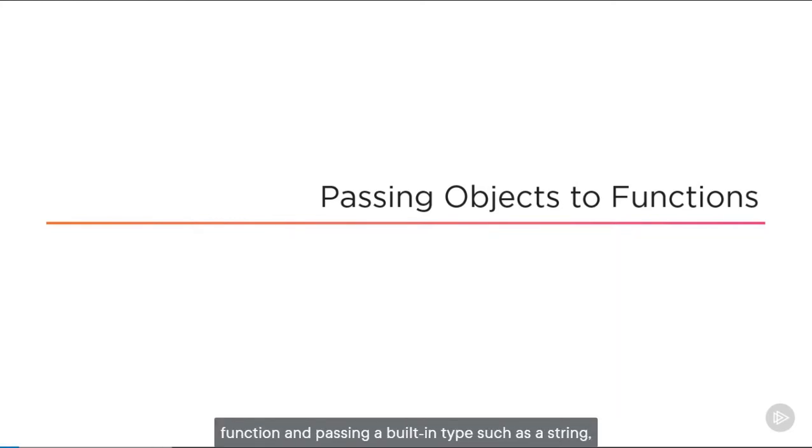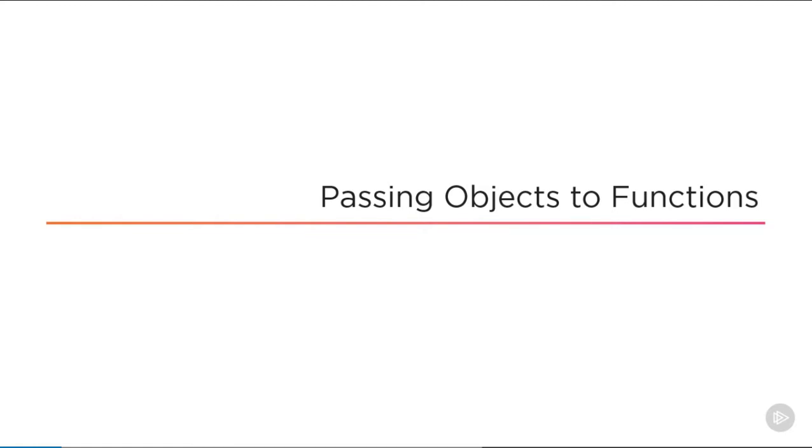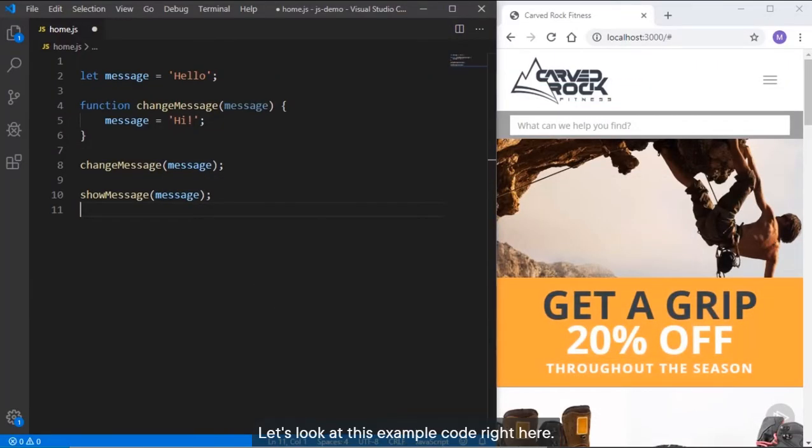There's a very big difference between passing an object to a function and passing a built-in type such as a string, a number, or a Boolean value to a function. This is the source of a lot of problems and a lot of bugs. So let's take a look at what I'm talking about.